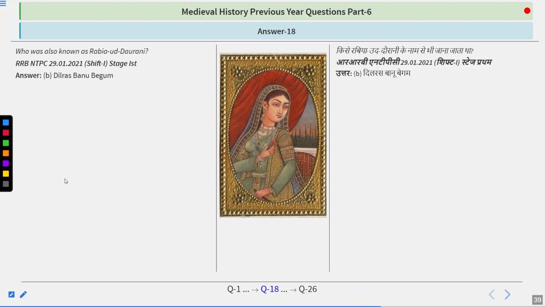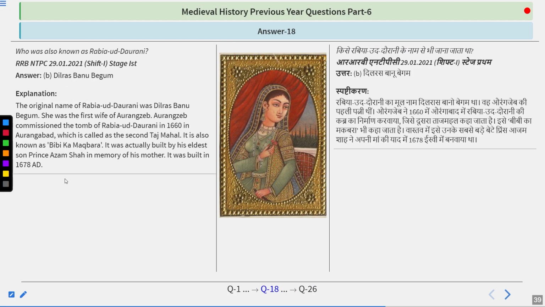The answer is Dilras Banu Begum. The original name of Rabia Ud-Dawrani was Dilras Banu Begum. She was the first wife of Aurangzeb. Her tomb, commissioned in 1660, is called the second Taj Mahal. It is also called the Bibi Ka Maqbara, and sometimes the Black Taj Mahal.